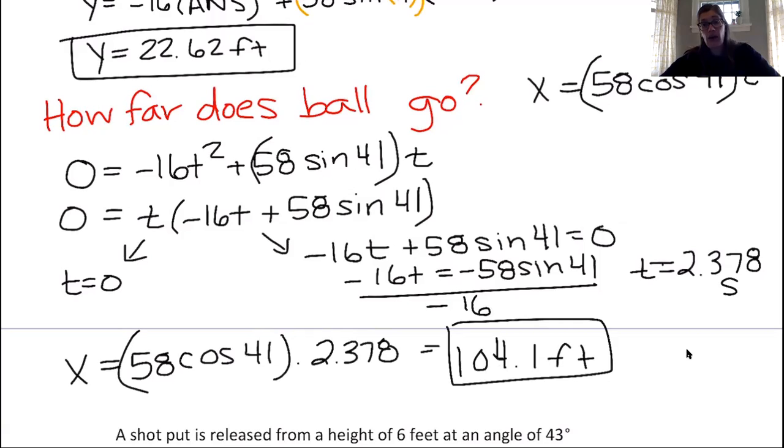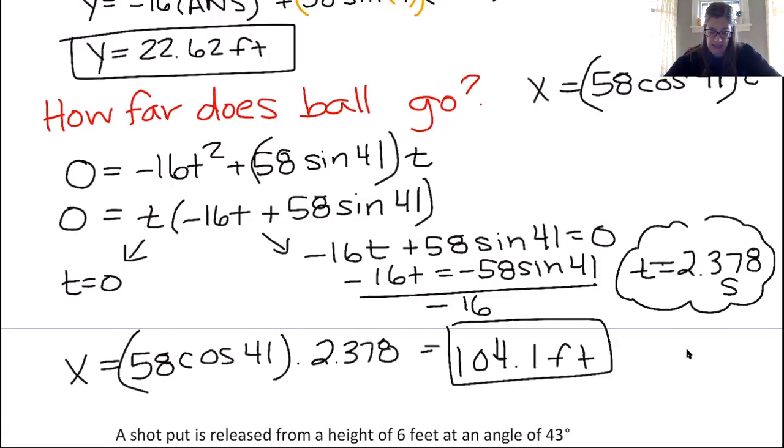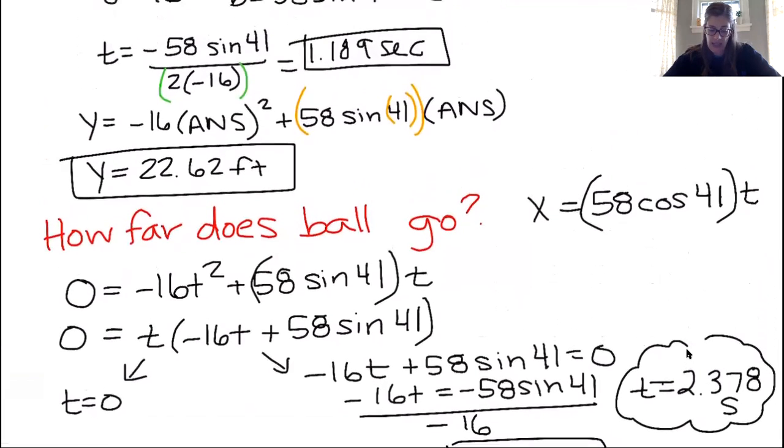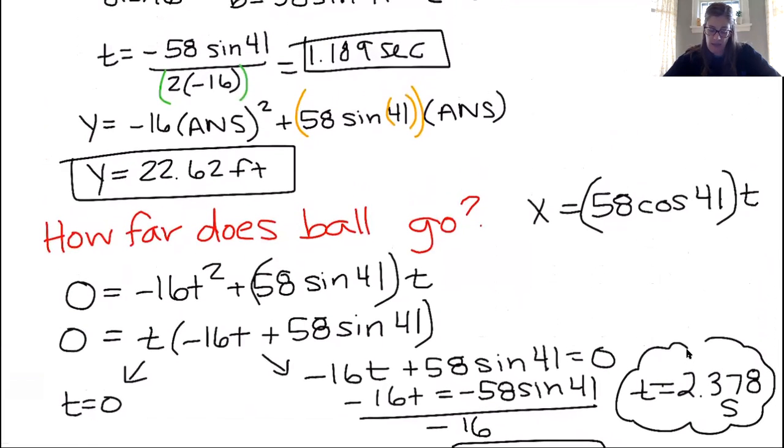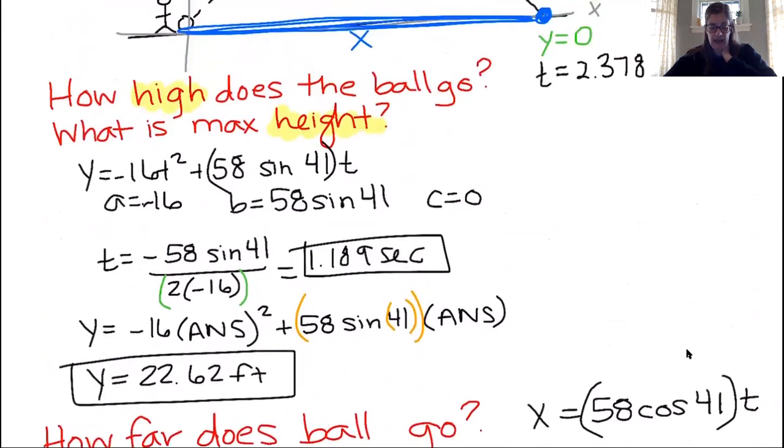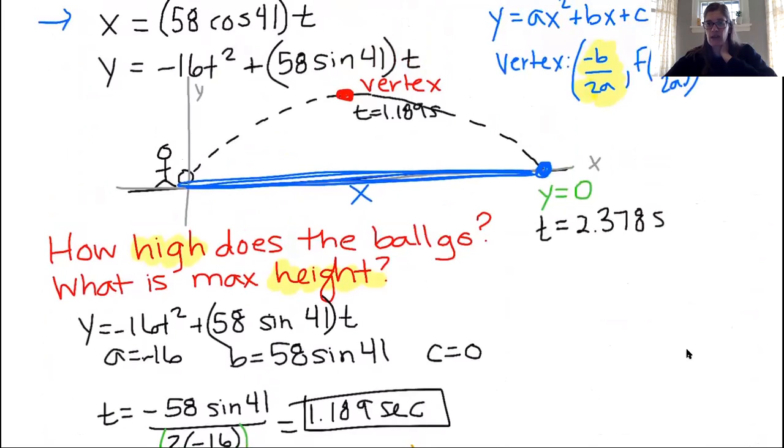I know how long it's in the air. That's this piece right here, 2.378 seconds. Like I said, we did the max height and the time of the max height. Some people might recognize that there is some kind of symmetry on this one. So if it reached its max height at 1.189 seconds, then we could just double it, and that would be the time that it hit the ground, and then we could plug that in. That only works if your initial height is 0. So just be really careful with that.